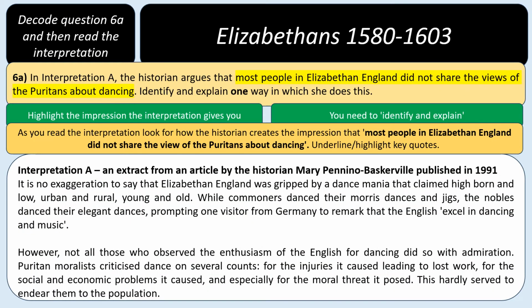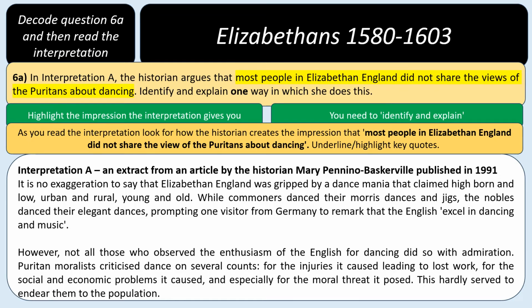So you want to start off by decoding the question. So that means to highlight the key parts of it. So the question says, as we've seen, interpretation A, the historian argues that most people in Elizabethan England did not share the views of the Puritans about dancing. Identify and explain one way in which she does this. So the question gives you the overall impression that you get from this interpretation, the idea that most people in Elizabethan England did not share the views of the Puritans about dancing. So you need to identify how she puts across her view in this historical interpretation.